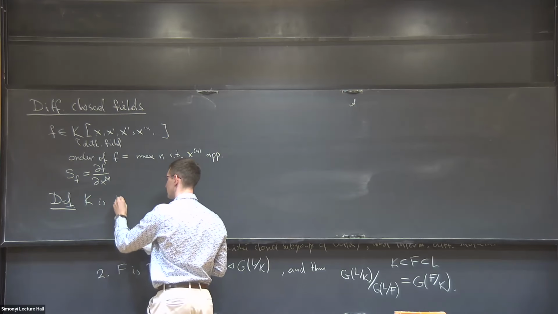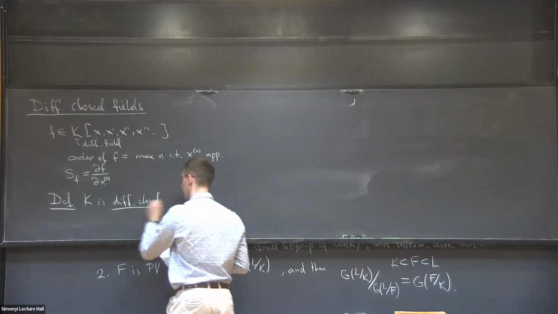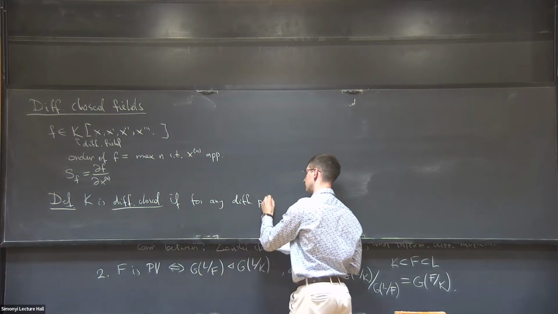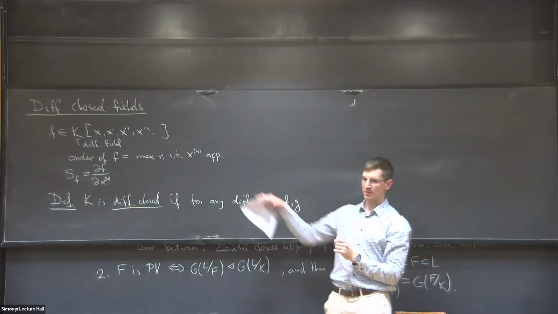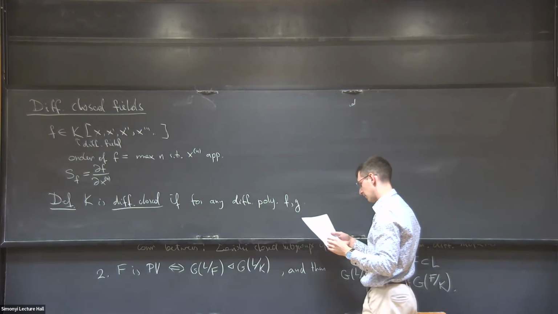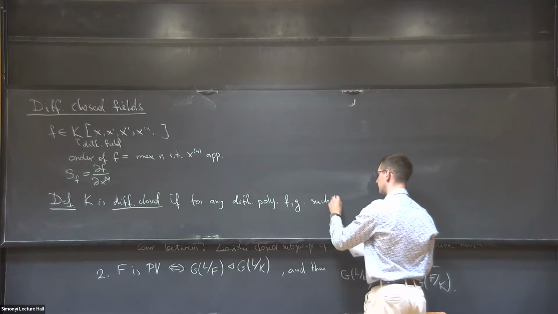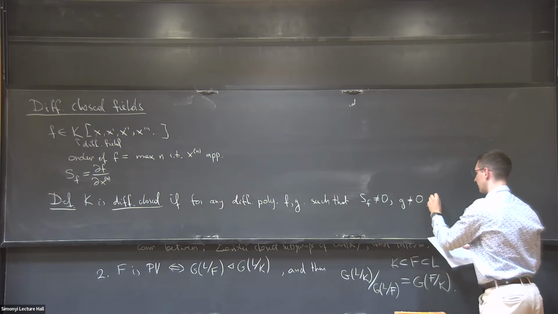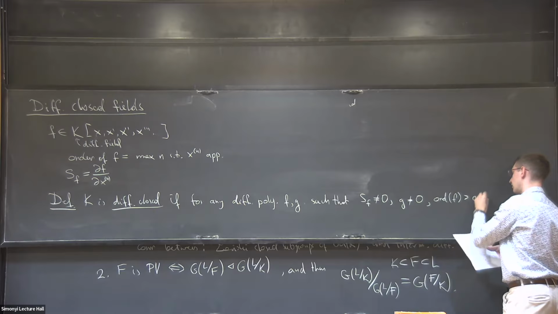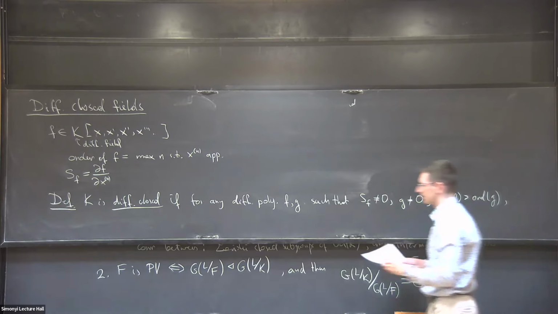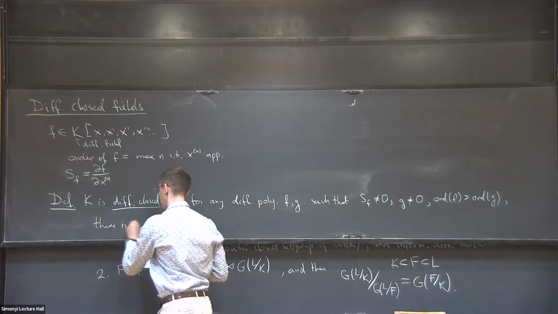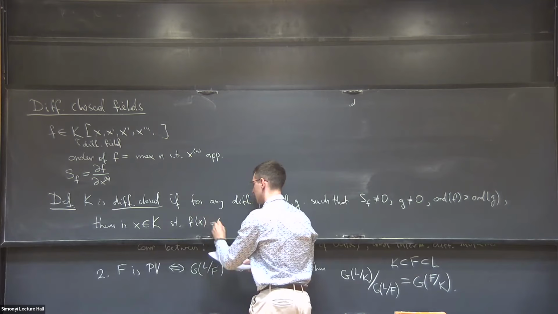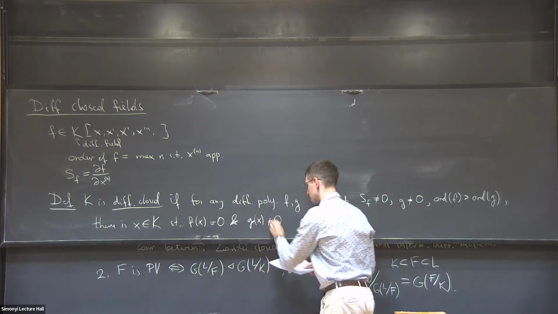So K is differentially closed if for any differential polynomials f and g, with this I mean two elements of this ring, for any of those such that S_f is not zero, g is not zero, and the order of f is bigger than the order of g, there is x in K, an actual element, such that f(x) is 0 and g(x) is not 0.